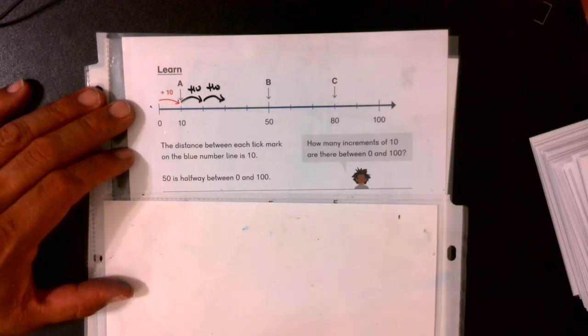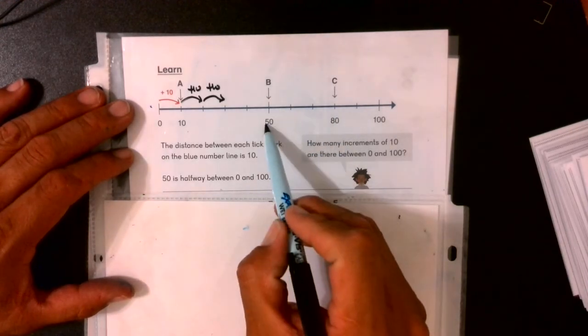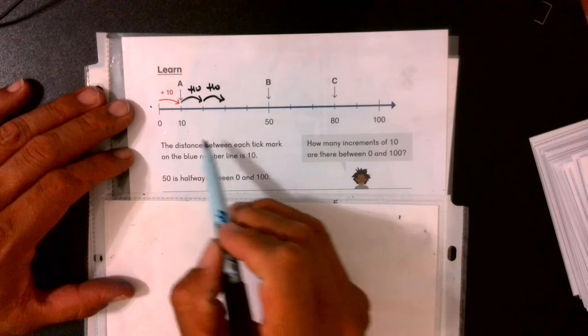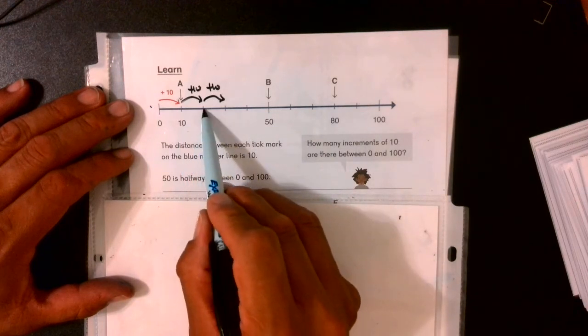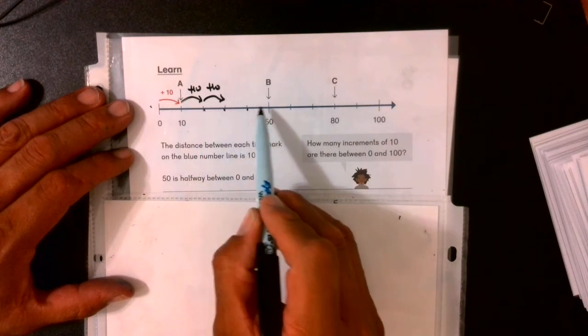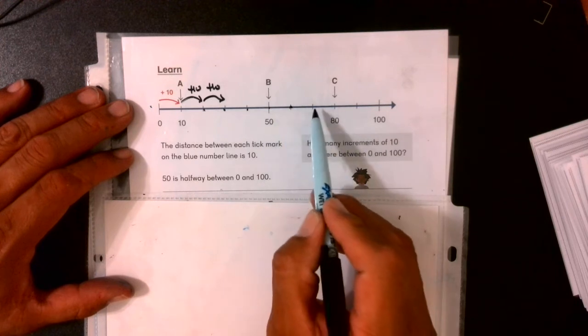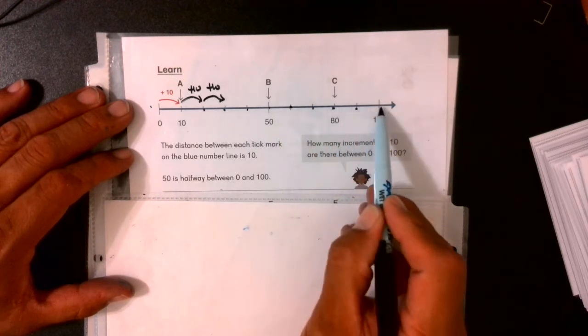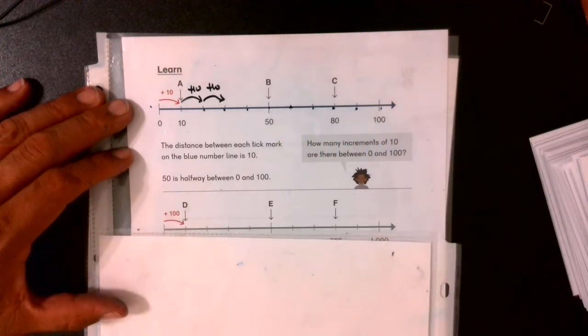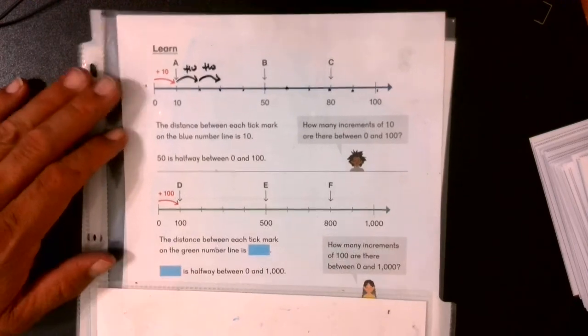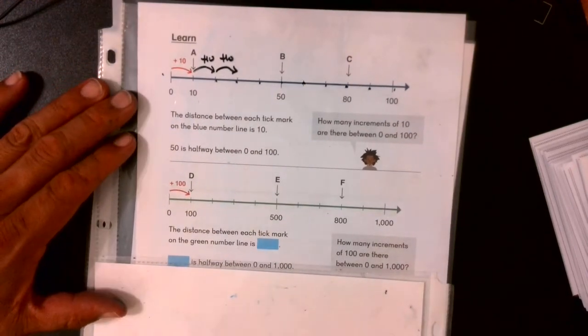All right. So B would be 50, C would be 80. Think about this. 10, 20, 30, 40, 50, 60, 70, 80, 90, 100. Now you kind of got a clue. Now let's take a look at the next one.